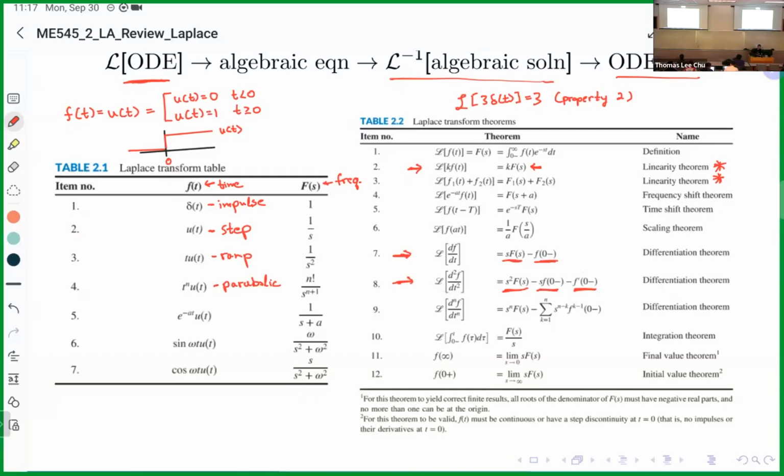When I have you do Laplace transform, if I tell you it's 0 initial conditions, then you can make this term here go to 0. But if it's non-zero initial conditions, then those are going to be constant values that you have to put in. And this is the generalized form of properties 7 and 8. Any questions?